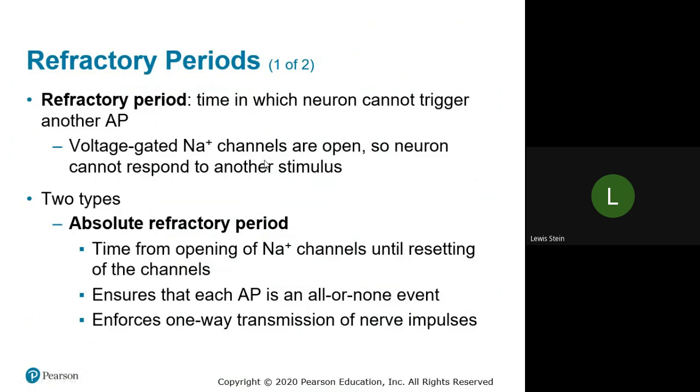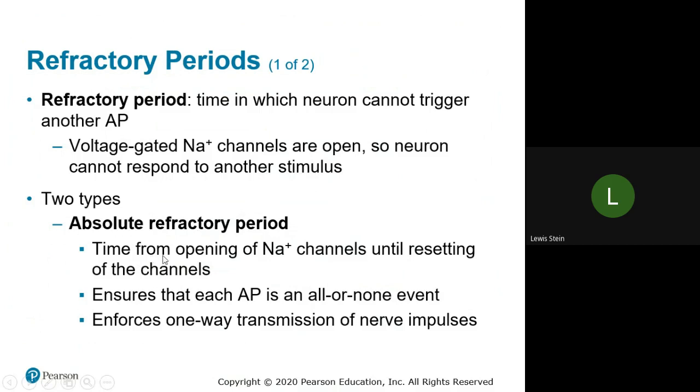Refractory periods become more significant because they resolve so quickly here, but they become a lot more significant to me, I think, when we start to deal with cardiac, because then we see a much more prolonged absolute refractory period. So when it can't trigger another, voltage-gated sodium channels are open, so the neuron cannot respond to another stimulus. I don't know if that's well stated. Refractory would indicate that, to me, that the channels were closed or at least inactivated to some extent.